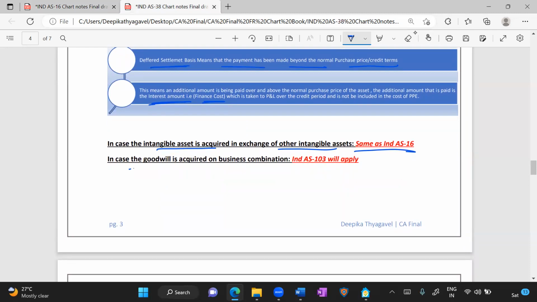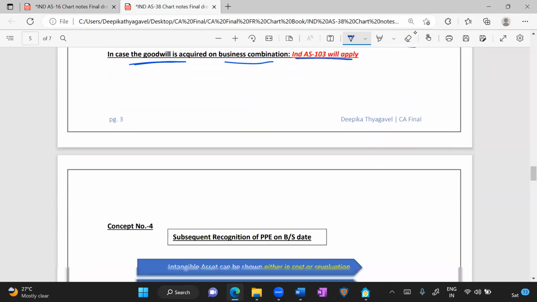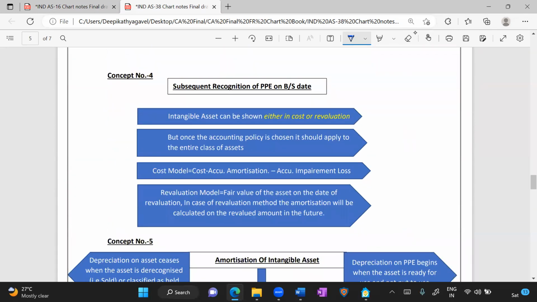Now next, in case goodwill is acquired on business combination, as I told earlier, this will be covered in detail in IND AS 103. So I'm not discussing it here. Once we go to the standard IND AS 103, it will be explained in detail there, right? So that was the first four concepts. First, we saw the applicability and the scope of the standard. Then we saw some guidance given on when the asset has both a tangible and an intangible element. Then we saw the recognition criteria. Then we saw the initial recognition criteria under 4 different cases.